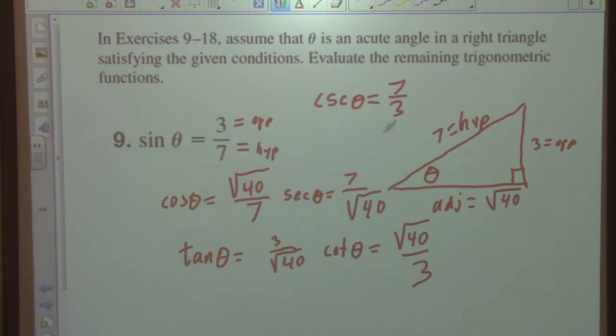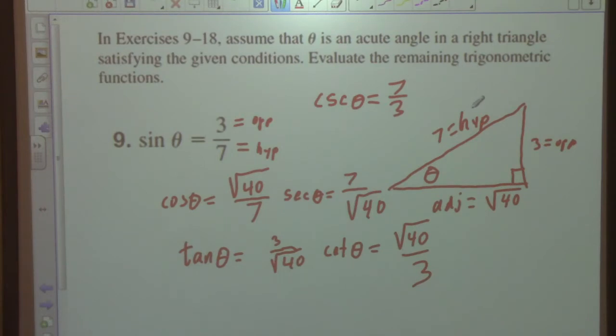How do we get square root of 40? C squared minus a squared equals b squared. 49 minus 9, because 7 squared is 49 and 3 squared is 9. And then the square root of that will be square root of 40. Does that make sense?